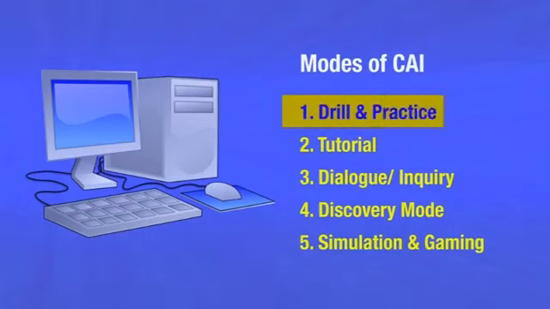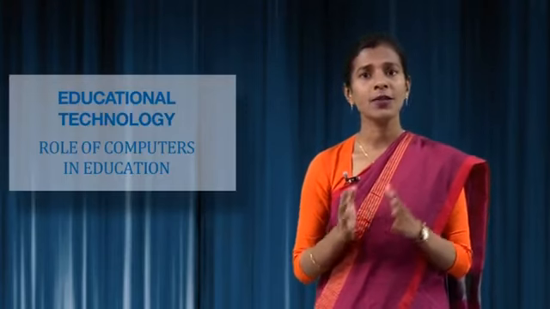The first is drill and practice. In this mode, the computer presents a series of exercises to the students. Immediate feedback is given according to the responses. It provides drills and practice with repetition at a speed controlled by the students. It helps in developing fluency in mastering the content and skill. Only after achieving mastery at one level can a student proceed to another level.